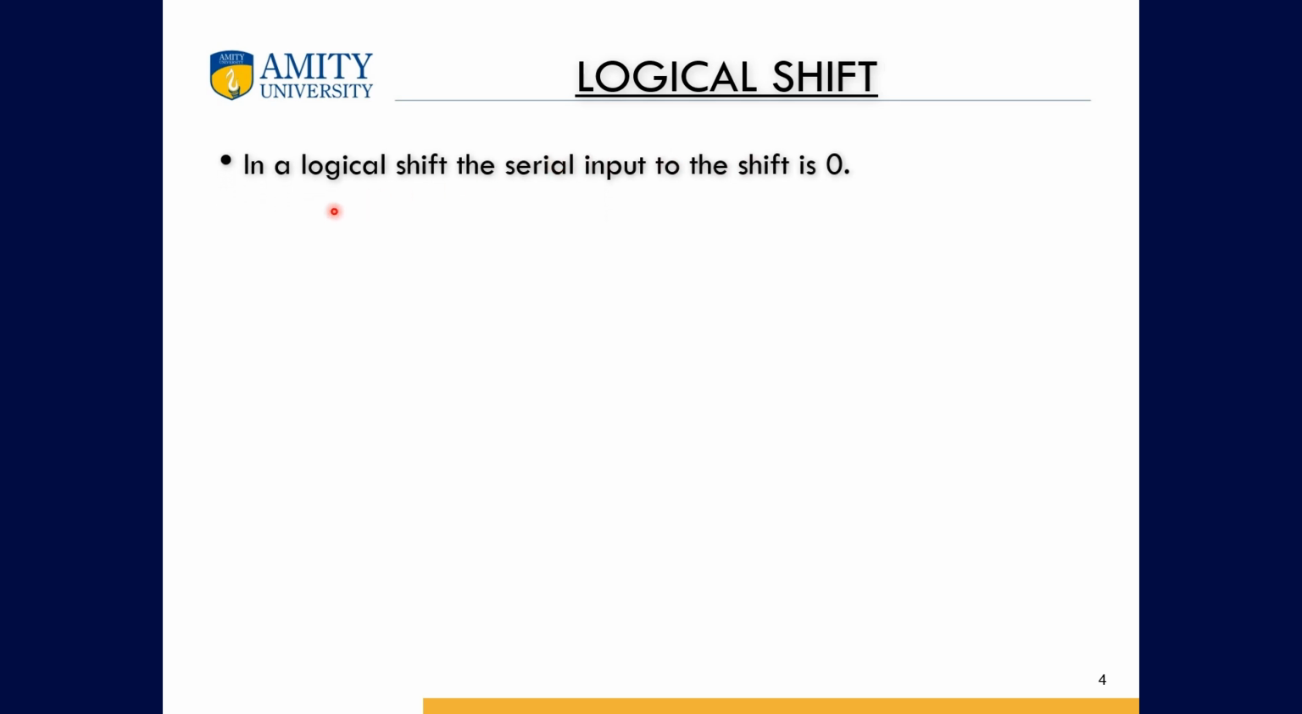Logical shift. So logical shift is a shift where the serial input, as we discussed earlier, there will be a serial input that will be added. The serial input in logical shift is 0. So whenever you shift, whether it's shift right or shift left in terms of logical, you are going to add a 0 to the point where you're shifting it from.